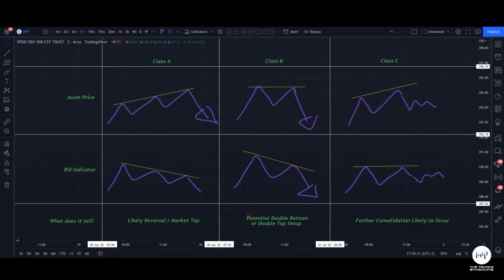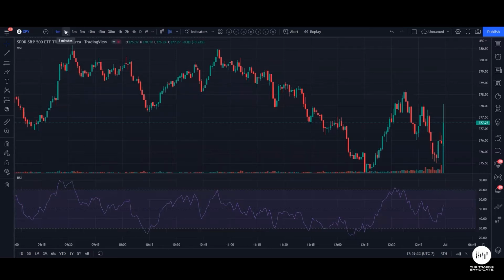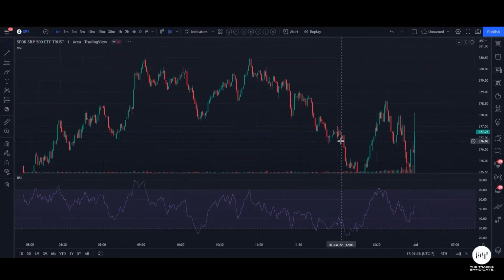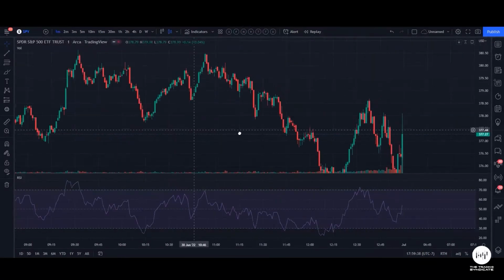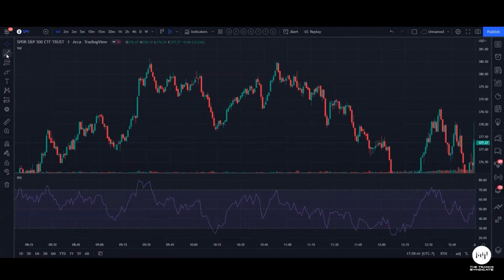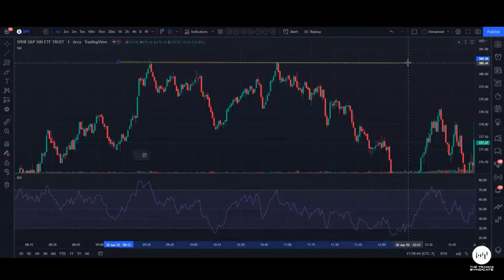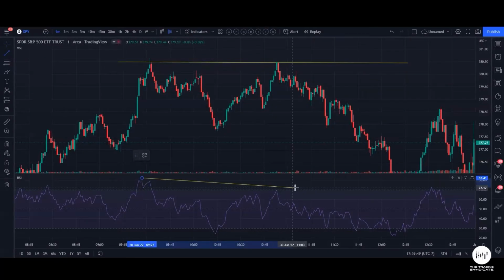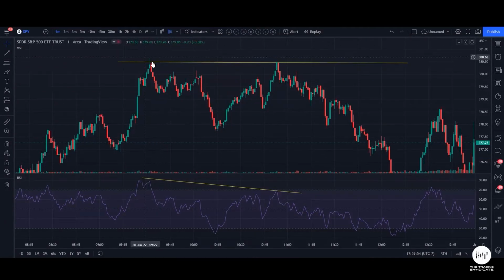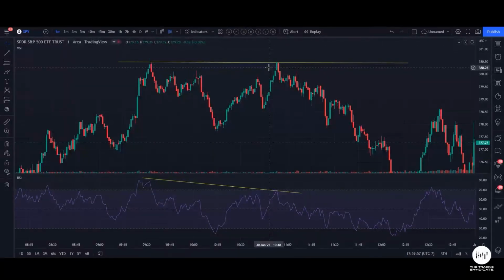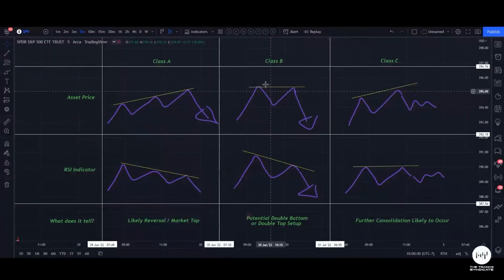And something that would look like Class B divergence would be, say, if we looked at today's chart. If we're wanting to see Class B divergence, notice right here, we have a flat horizontal top where the price tops out at the same level, but look at the RSI. The RSI is actually decreasing at each of these different highs, while the price itself is showing a double top. Now, as we mentioned, this would be Class B divergence, where we have a flat top on the price, a decrease in value on the RSI indicator, and this is a double top or a double bottom setup.